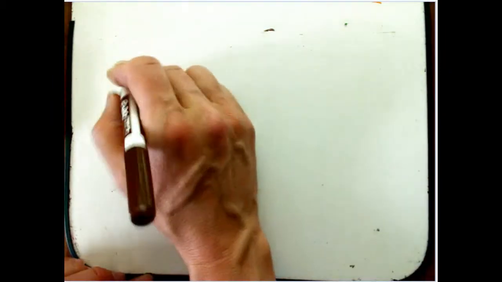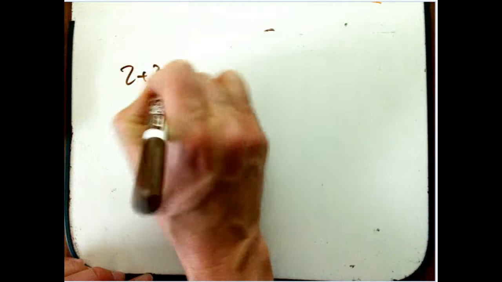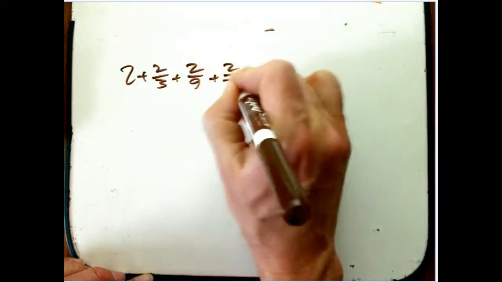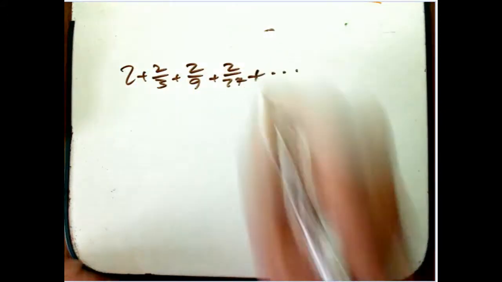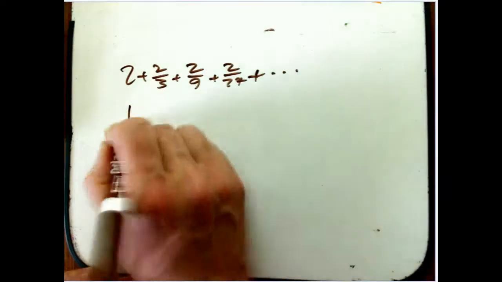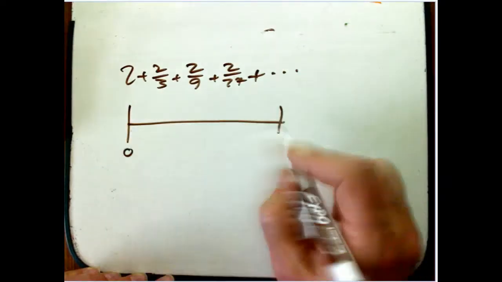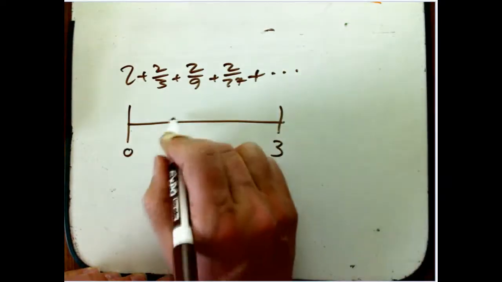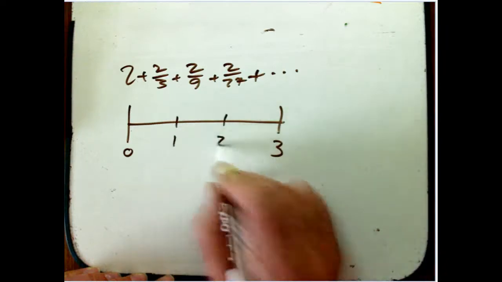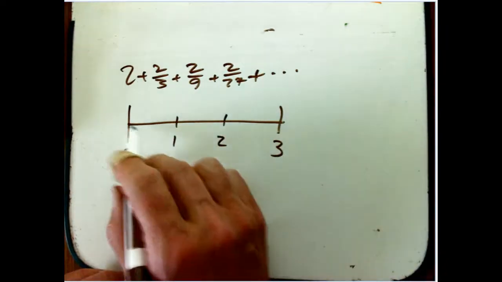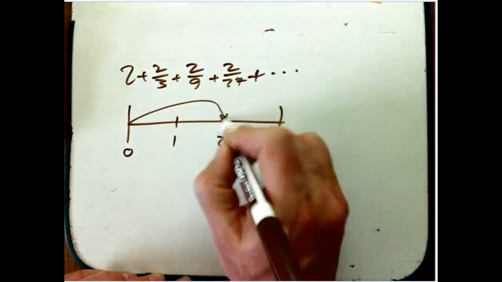Okay. What's another example? This is one of the examples I like to do. 2 plus 2/3 plus 2/9 plus 2/27. I'm not even going to worry about sigma notation. I am going to do the picture first, though, because it's not, again, a nice picture. I'm going to conveniently put it on a number line between 0 and 3, because I know what the answer is going to be. First, you go to 2 to start it out.